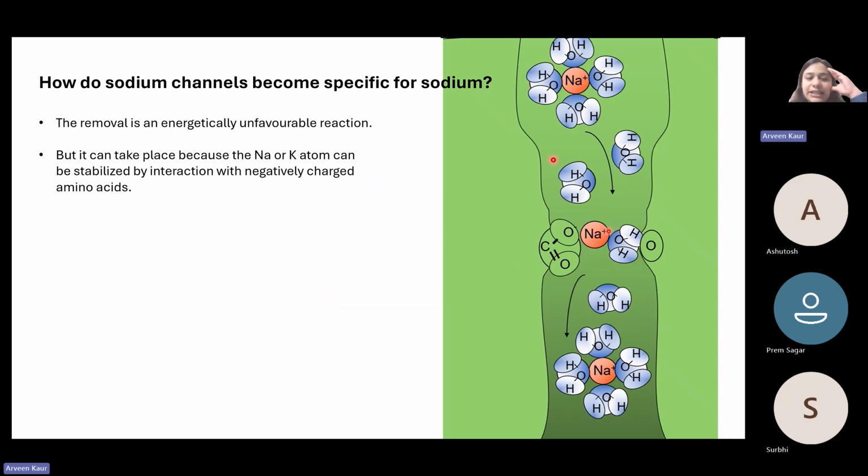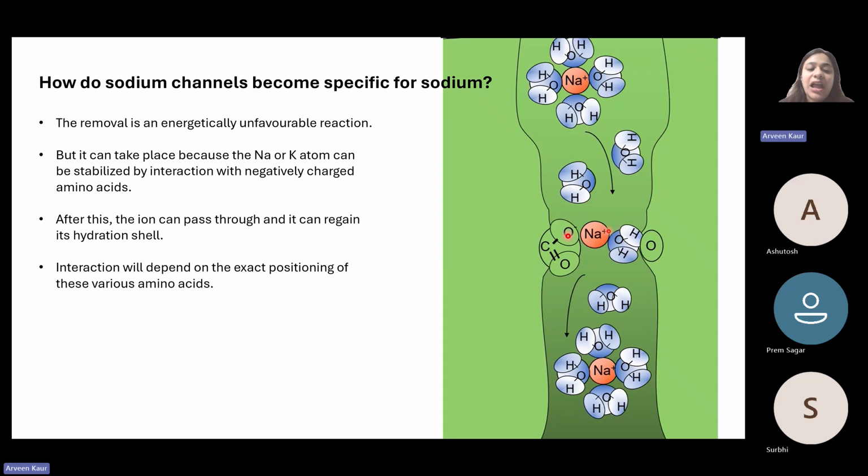The removal is an energetically unfavorable reaction, but it can take place because the sodium or potassium atom can be stabilized by interaction with negatively charged amino acids. Because the side chains are helping, this energetically unfavorable reaction is able to occur in this particular channel. After this, the ion can pass through and regain the hydration shell, and the interaction will depend on the exact positioning of these various amino acids.